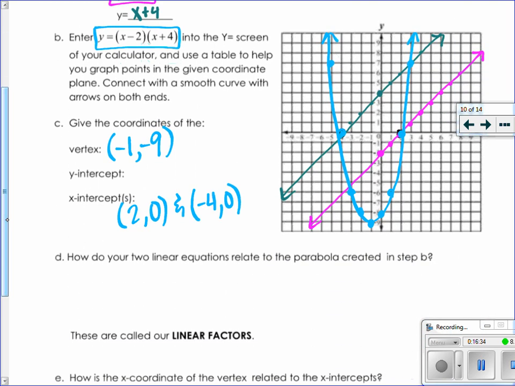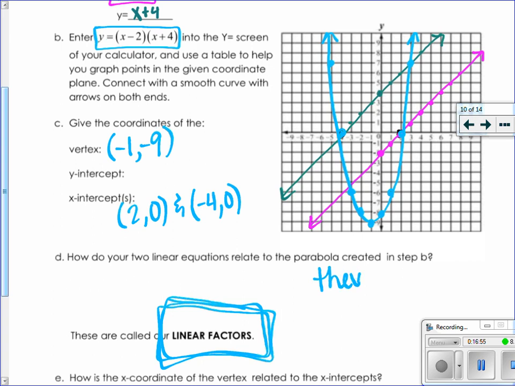That means those lines, when they are parallel and intersecting with that parabola at the x-intercepts, are called our linear factors, because they are the lines that intersect with that parabola. They were the factors of that parabola. They intersect at the x-axis, or the x-intercepts.